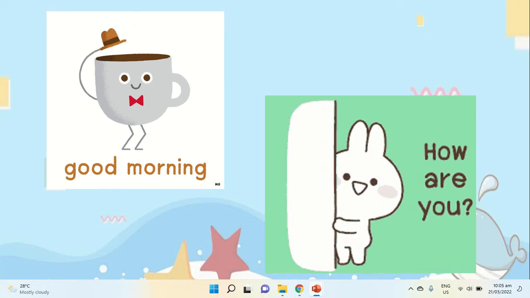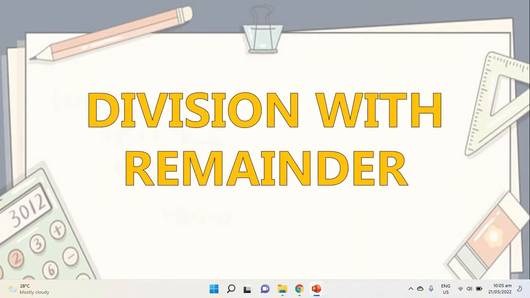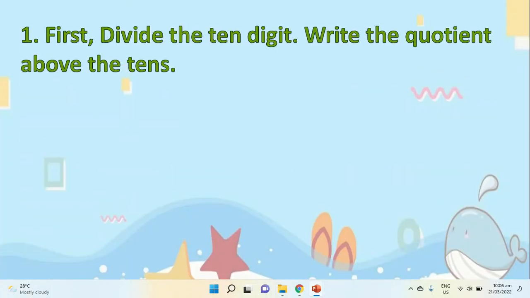Okay, so for today's lesson topic, we are going to discuss division with the remainder. Last time, we discussed division without remainder. This time, we're going to learn division with remainder. So we are going to follow these steps.